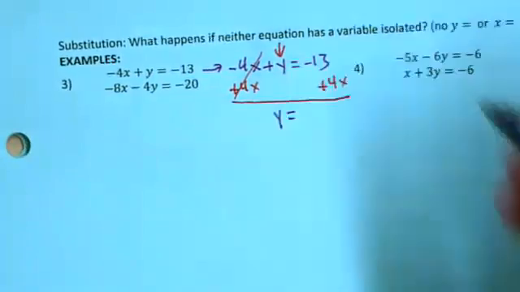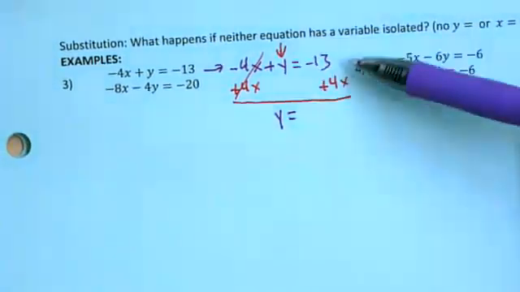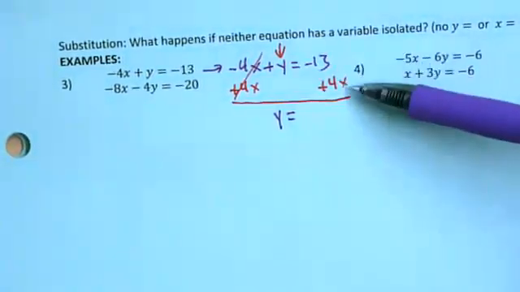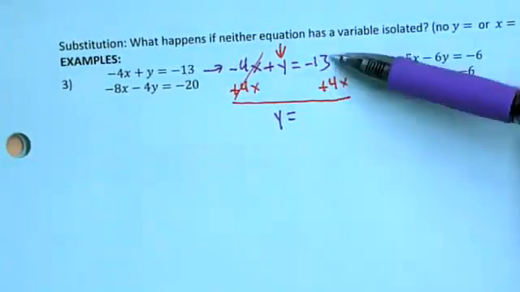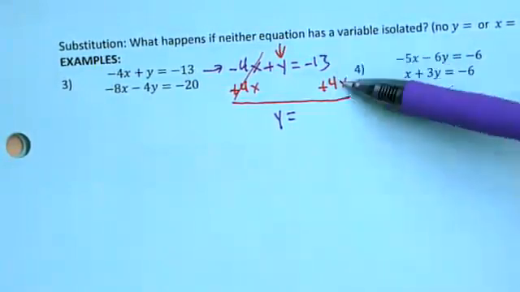Y equals what? Now, can I combine together this negative 13 and this positive 4x? Can I put those together? Why not? They're not like terms. This one doesn't have an x and this one does. So I'm going to need to put them both in there.